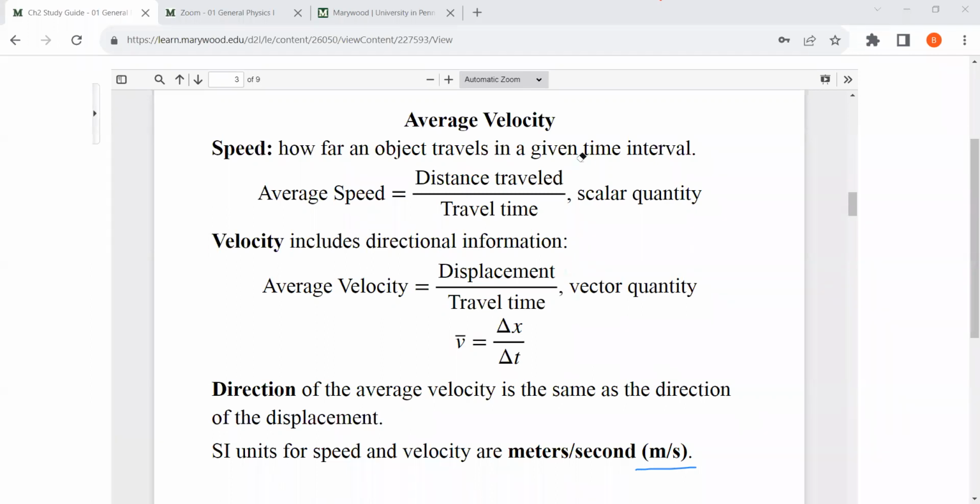Now, what is the direction of the velocity? Because the velocity is associated with displacement over travel time, the direction of the velocity will be the direction of the displacement. If the displacement is positive, the velocity's direction will be positive. If the displacement is negative, the direction of the average velocity will also be negative. So the direction of the average velocity is the same as the direction of the displacement.